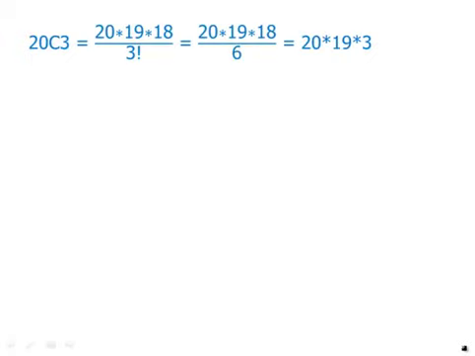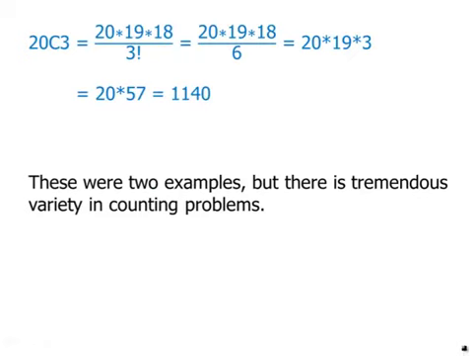We'll do a little canceling. 3 times 19 is 57. So we had 20 times 57. Well, 20 times 50 is 1,000, and 20 times 7 is 140. So this would be 1140. And that would be the total number of soups.